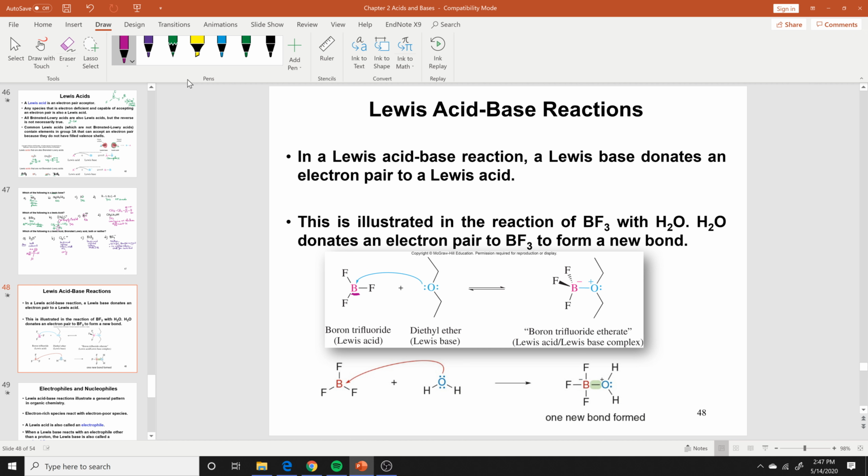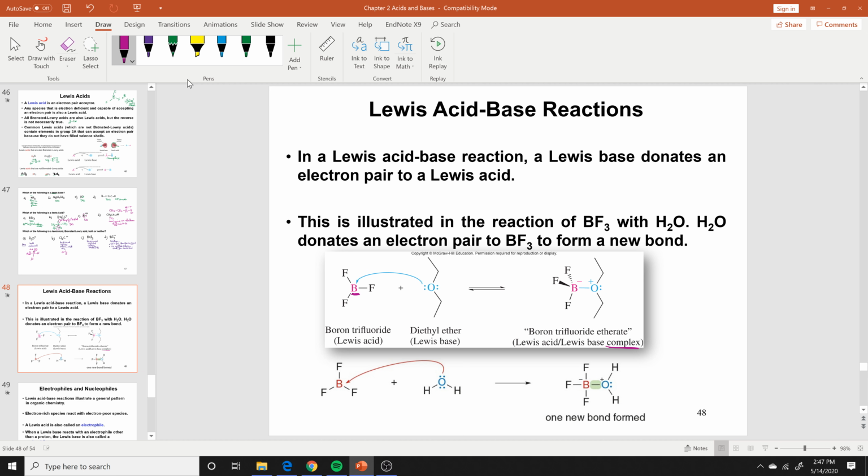Electrons are added to the boron, so the boron now is going to have more electrons, so I'm going to represent this by a negative. Oxygen lost electrons, so I'm going to represent this as a positive. This is called a Lewis acid-base complex.